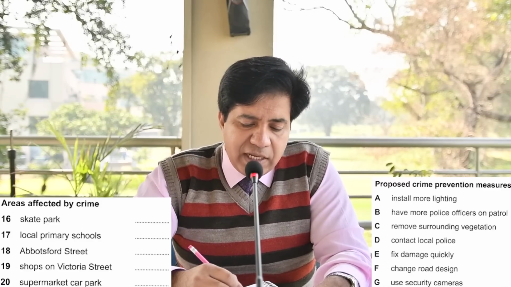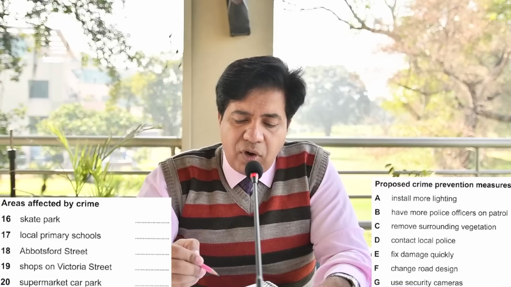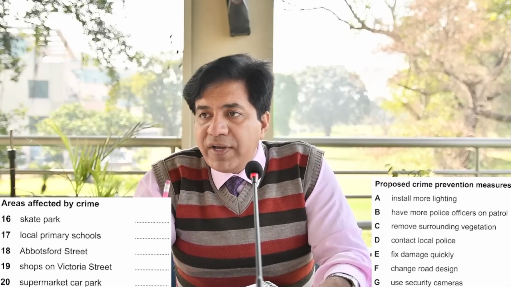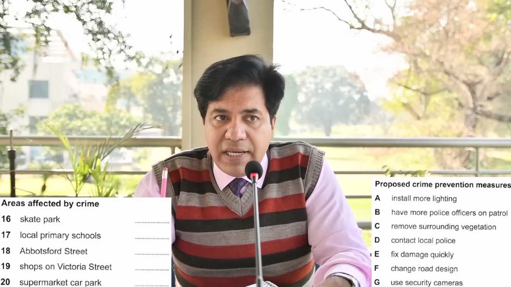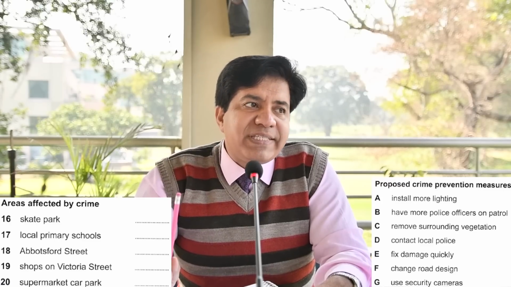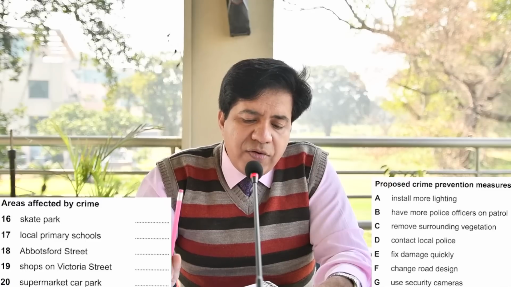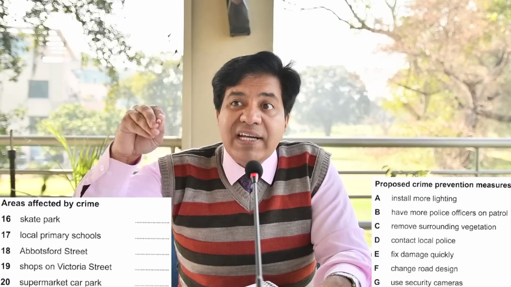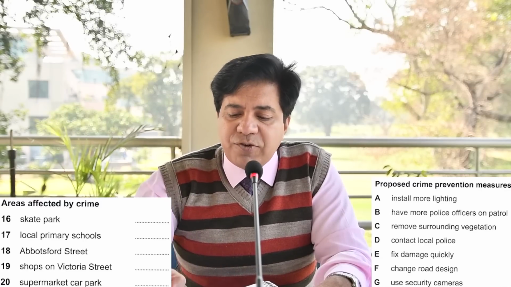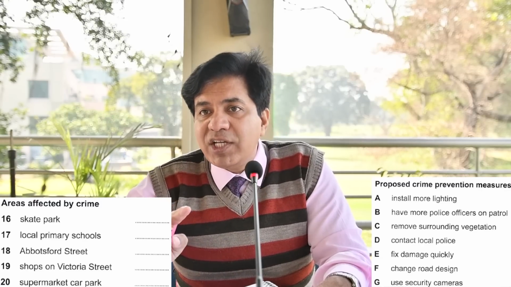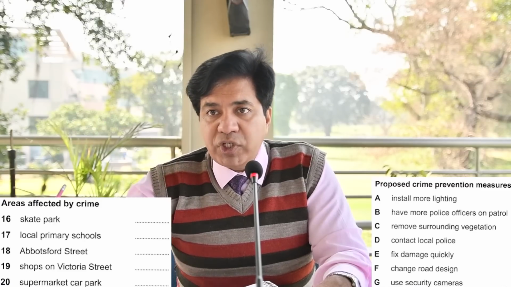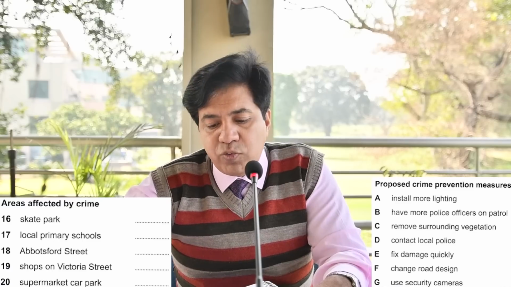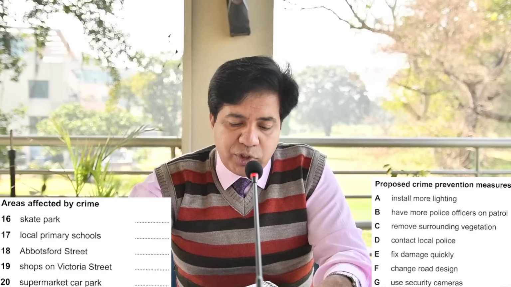Next, option D, contact local police. For contact local police, they might say call nearest police station. Contact local police, call nearest police station. Option C, come back to option C for a minute. Remove surrounding vegetation. For remove, they can use the words get rid of. Get rid of trees and bushes. For vegetation, trees and bushes. So for remove surrounding vegetation, they might say get rid of trees and bushes.